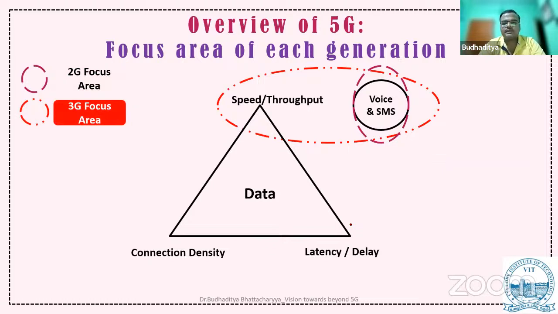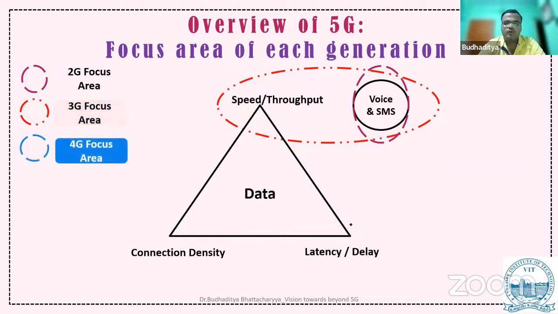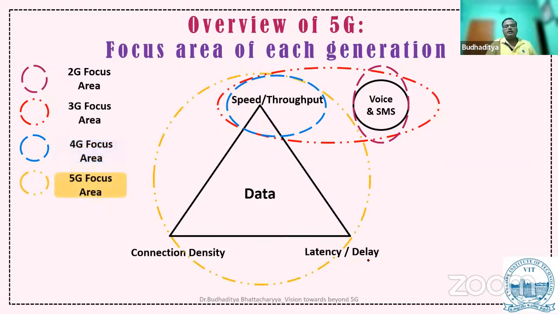So you can see that in 3G, we focused on the throughput, the speed of mobile data, as well as the voice part. Whereas when we come to 4G, it was primarily attributed to wanting more data, more data rate. But the other two parameters, the connection density and the latency, were only possible when we considered the 5G focus area.